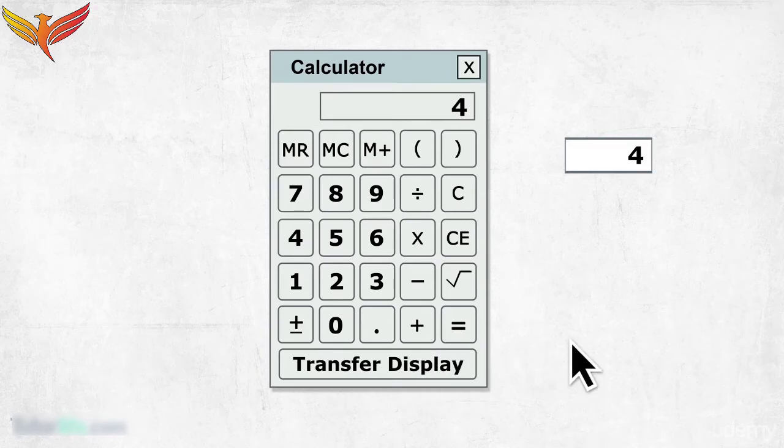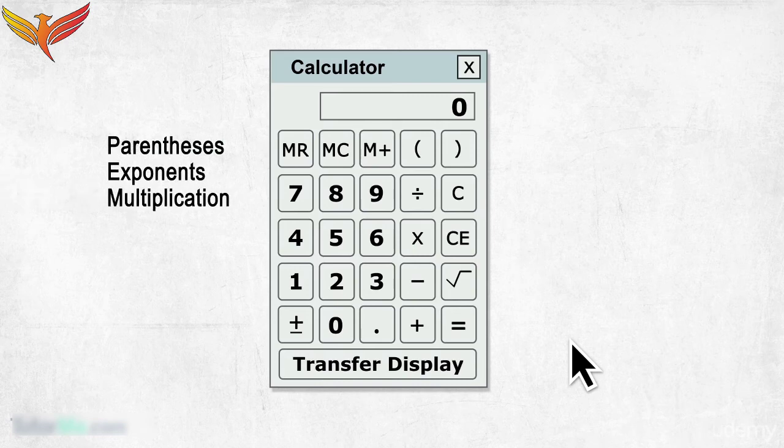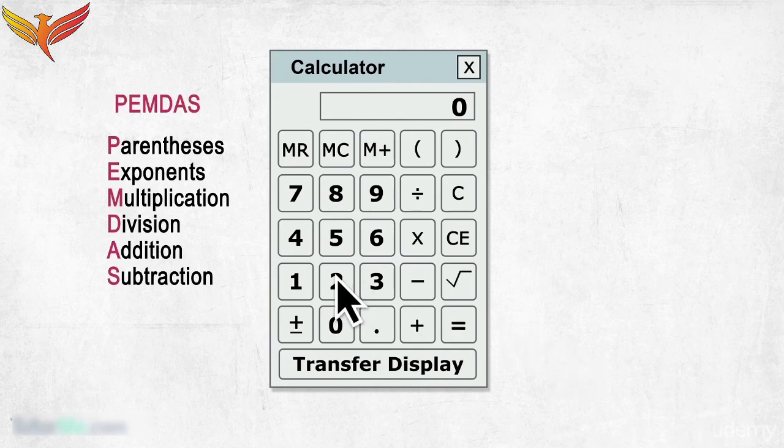Note, the calculator uses the standard order of operations when performing multiple operations, so it does not necessarily perform operations from left to right. The order is parentheses, exponents, multiplication and division, and addition and subtraction, or more simply, PEMDAS. So if you enter 2 minus 3 times 4 and click the equal symbol, the calculator will multiply 3 and 4 and subtract the result from 2, giving the answer of -10.